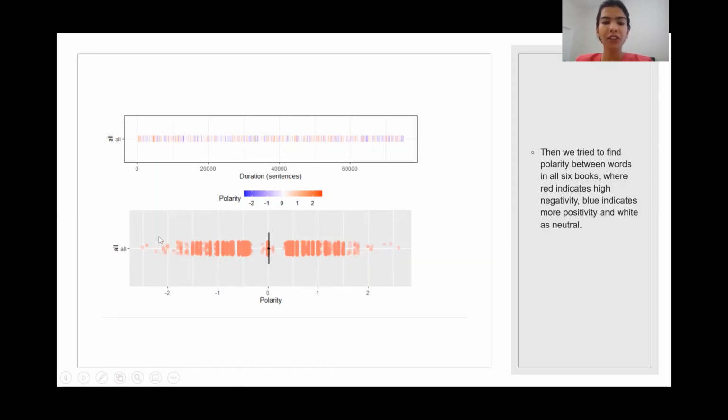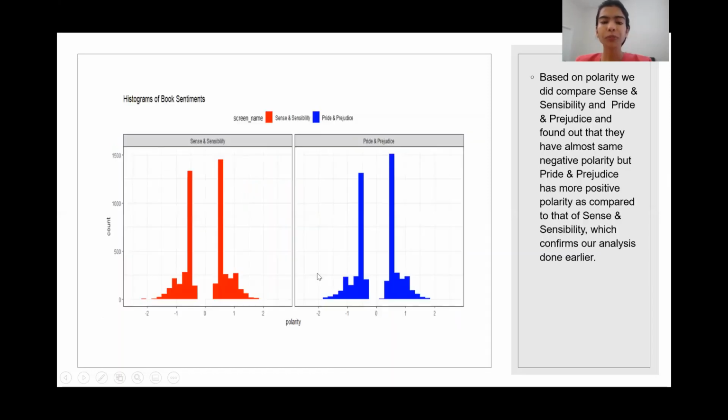In the same way, here we can see the jitter plot, which helps us understand how they share positivity and negativity among each other. Here we can see that all these points indicate the negative words, and all the points here indicate the positive words. To move forward, the next point was to use a histogram to understand, with the help of polarity, the same books that we discussed earlier, Sense and Sensibility and Pride and Prejudice, regarding the positive and negative words that they share.